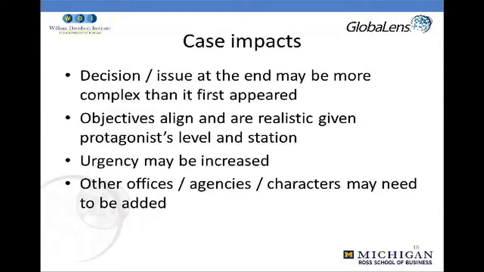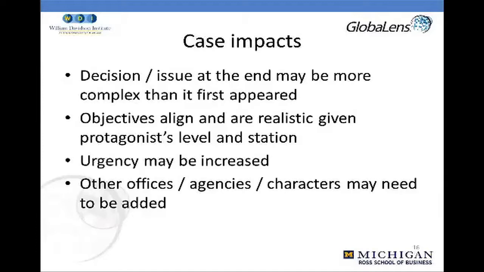So some of the impacts that this iteration between the objectives and the protagonist can have is that it frequently causes the decision to be more complex than it first appeared, which is a good thing. By the end of the case, you want the students to understand there's more depth than what they initially saw. This also serves to align the objectives very closely to the reality of the protagonist's level and station within the company. There are some cultural things to watch for: leaders of organizations in different countries and different cultures sometimes have different responsibilities and expectations. So you want to be sensitive to those, but I'll assume that if you're writing a case study about one of those areas, you understand how culture can impact those things.